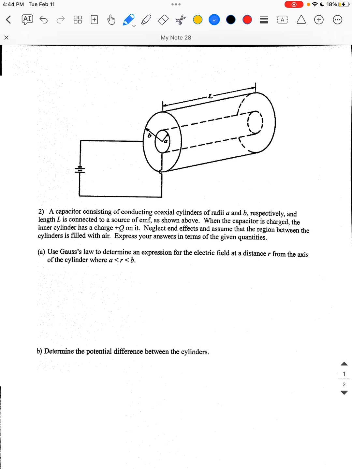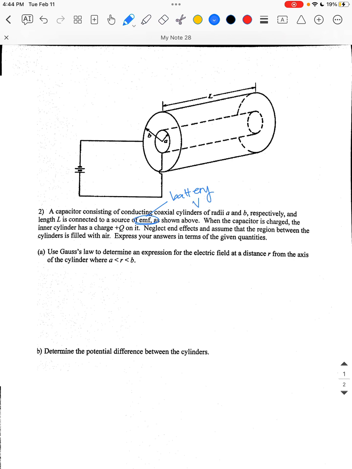For problem number 2, we've got a cylindrical capacitor. It has coaxial cylinders of radius A and B and has a length L. And one thing it tells you is that it's connected to a source of EMF. Basically, that's your battery.